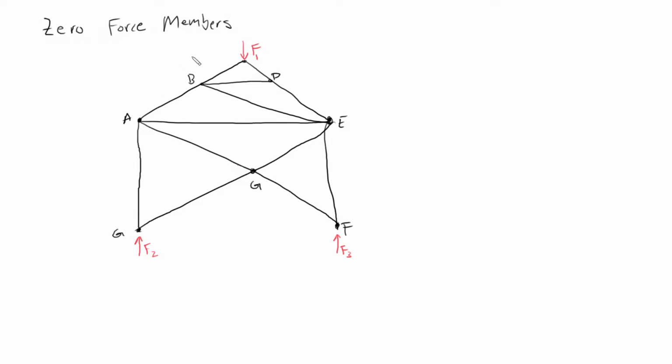So I changed it up a bit. I added a force here and two forces here. These are basically just reaction forces, F2 and F3, and this is an applied force, F1. And what I'm going to do is explain the concept of why some members are actually zero force members, meaning they don't have any forces acting upon them.